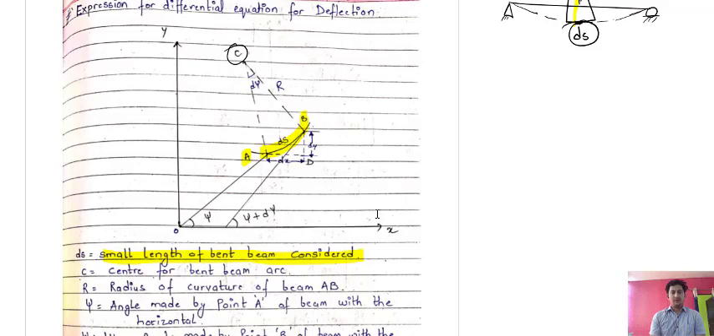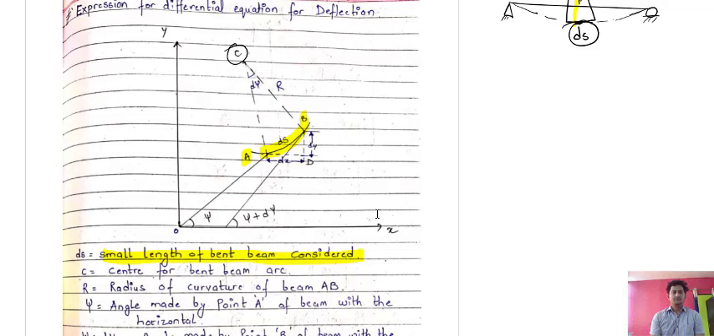And from point A, when we are taking one point of this length as A and the other point as B, from A you are making an angle with the horizontal as psi, and from B we have dropped a tangent here. This is a very small bend.